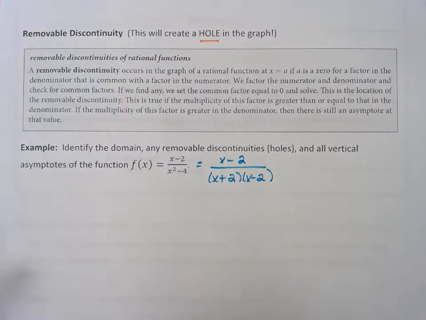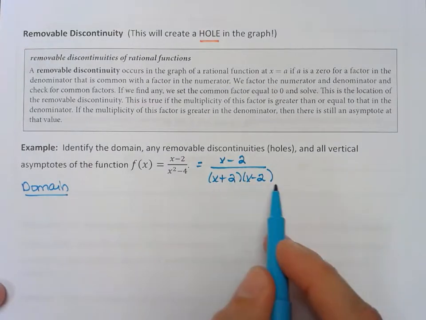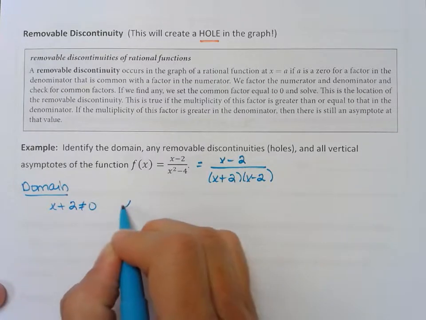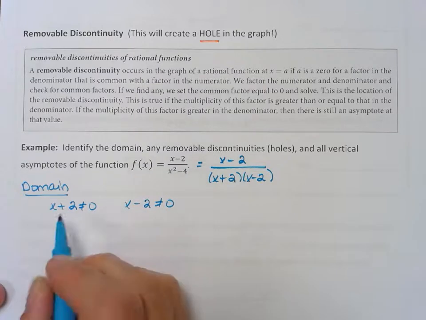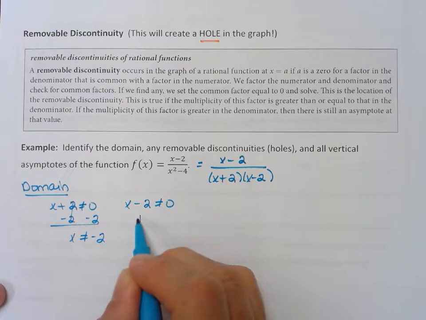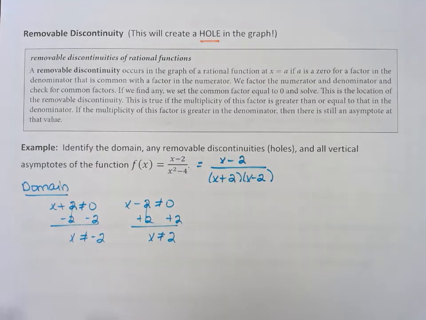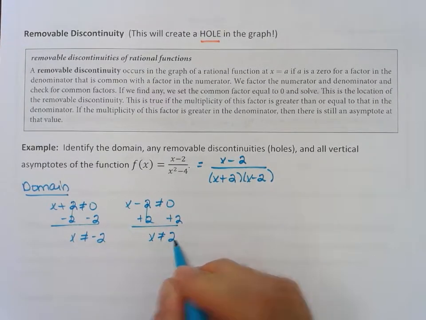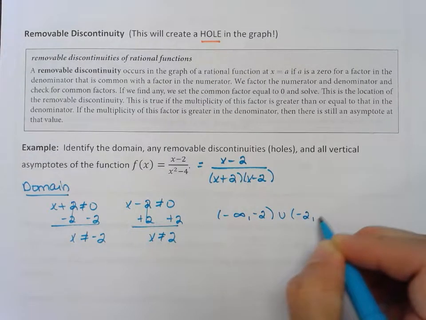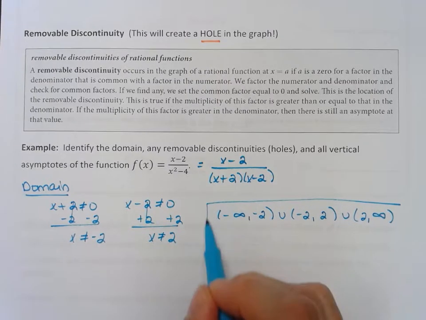If we're talking about the domain, remember the denominator can't be 0. So x plus 2 can't be 0, and x minus 2 cannot be 0. Subtract 2. X cannot be negative 2. Add 2. X cannot be 2. So your domain would be everything except these two values. Negative infinity to negative 2, negative 2 to 2, and 2 to infinity. This is your domain.